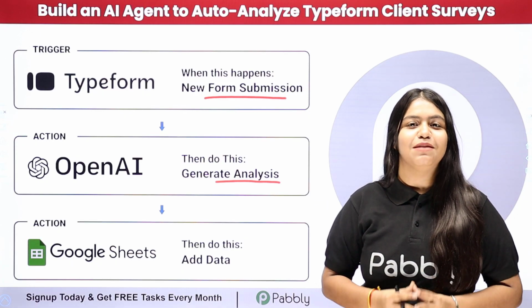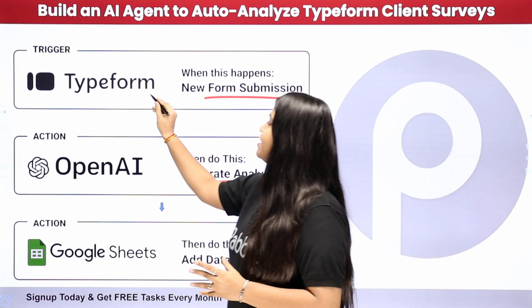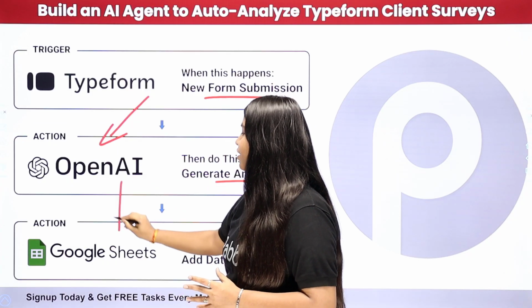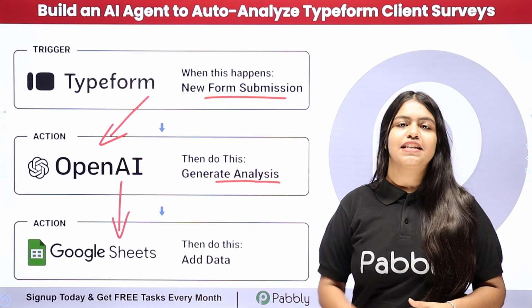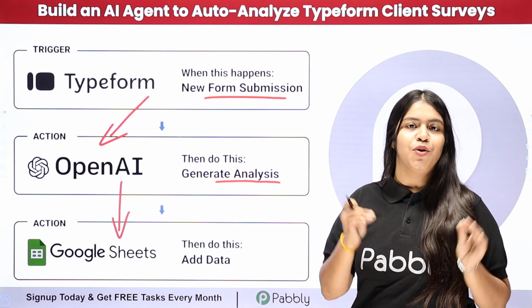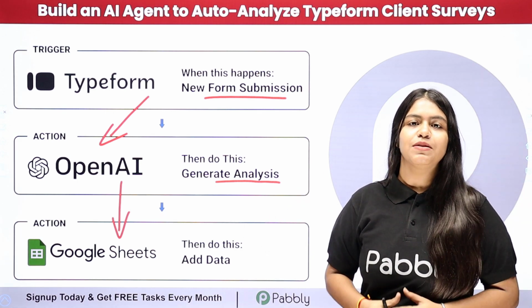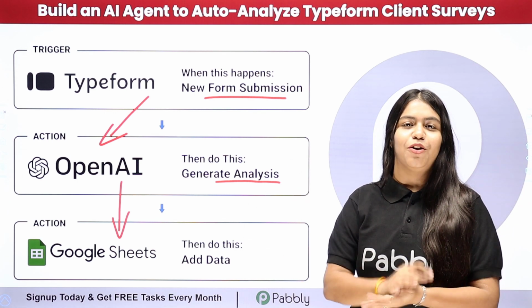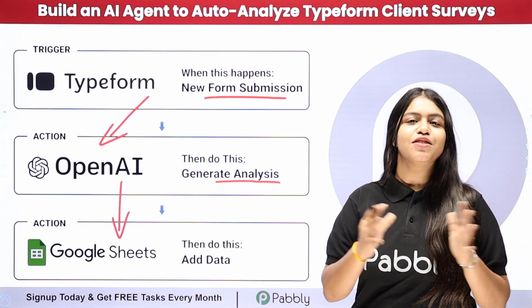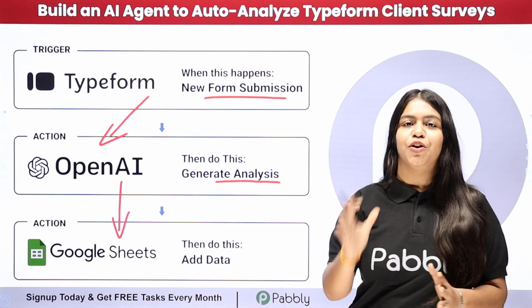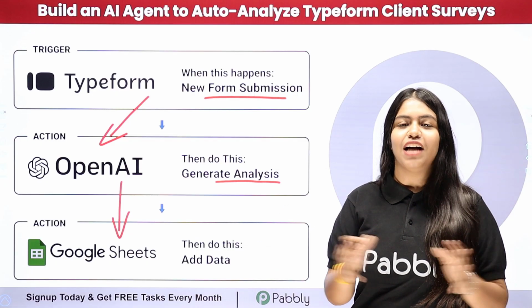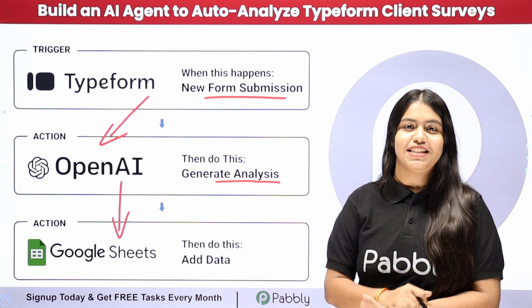So to do this, we are simply going to create a connection between Typeform, my AI agent and Google Sheets. And to create this connection without knowing any programming or coding language, we are going to use Pabbly Connect. It is an amazing automation software. So do you also want to create this amazing automation for your own business? Then for that, you have to come with me towards my screen.